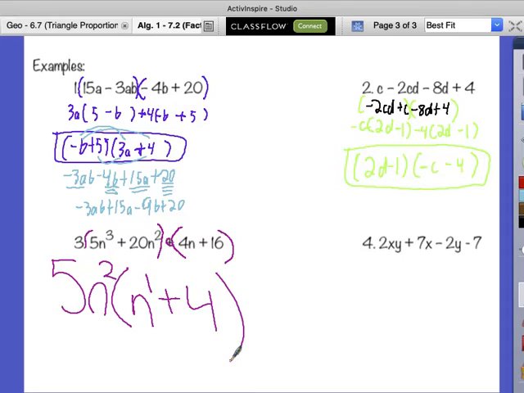Maddox, what is our GCF of 4n plus 16? 4. So we pull out a positive 4, times the quantity of n plus 4. Good job, Mr. Crawford.